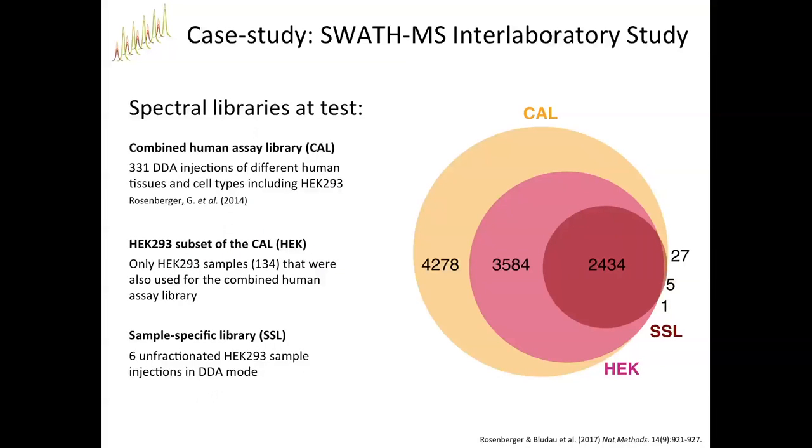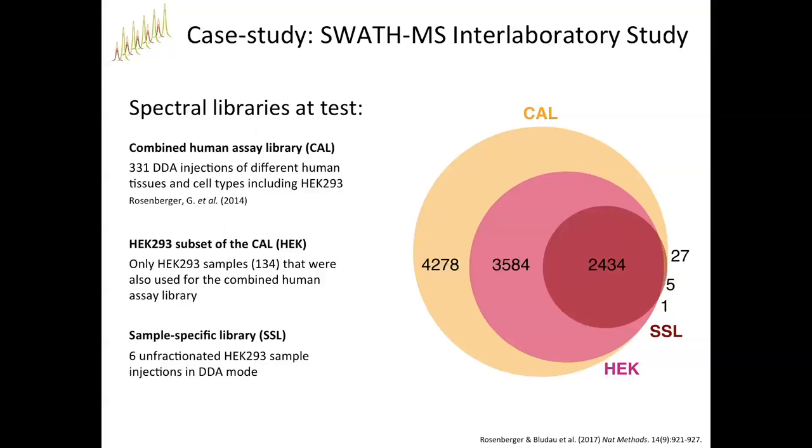So the three libraries that we used to analyze the data were, first of all, the combined human assay library that I think Ben mentioned yesterday in the library generation talk, which was generated based on 331 different DDA injections from several different human sample types, including HEK293 cells. Then we used a HEK293 subset of the combined human assay library, which was generated from only 134 samples. And last but not least, we used the sample-specific library, which was generated on only 6 injections of these HEK293 cell lysates.